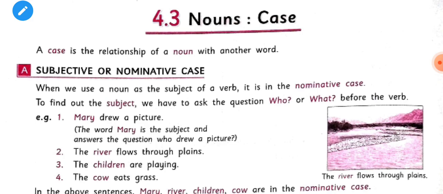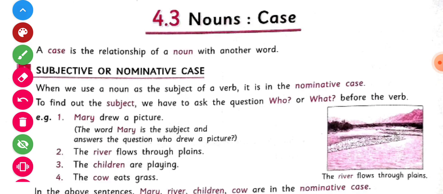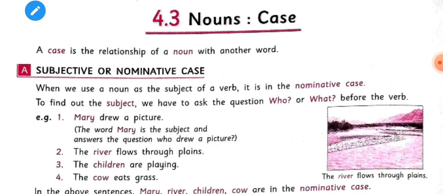So, now let's start. Children, do you know what a case is? A case is the relationship of a noun with another word. In this chapter we will learn about three types of case. First is the subjective case, second is the objective or accusative case, and the third one is the possessive or genitive case.